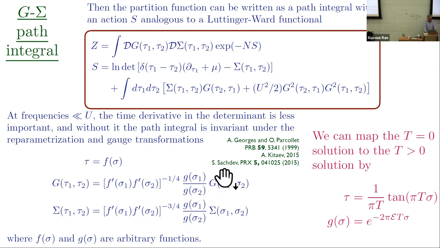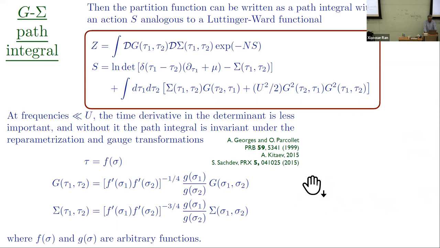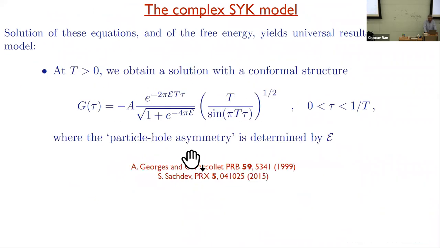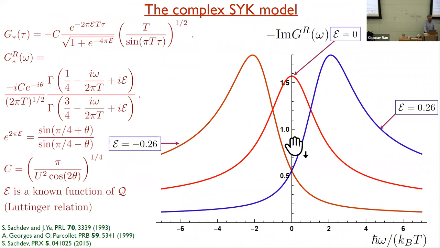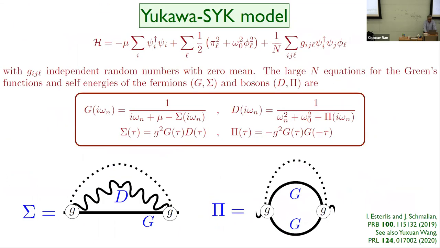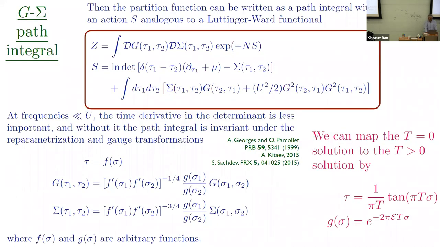Okay, so that's all I have to say about the connection to gravity. Now I can also understand where this finite temperature solution appeared, because we can map zero temperature to finite temperature by the standard map. If you do that, then knowing this is all you need to know, you can determine this, and then from that you get all of this. Okay, so that's a lightning summary of the SYK model and its crucial, simple, and important properties. Any questions?